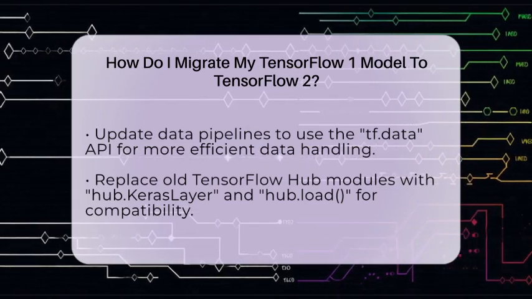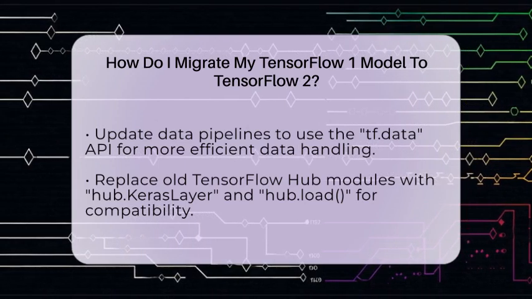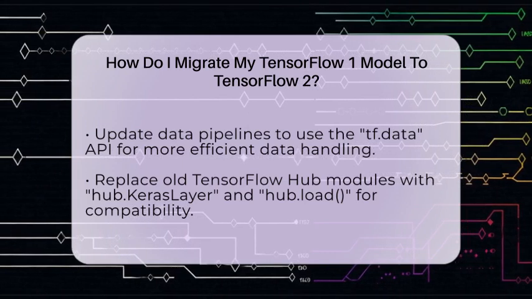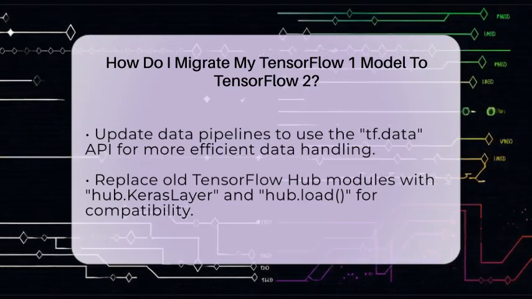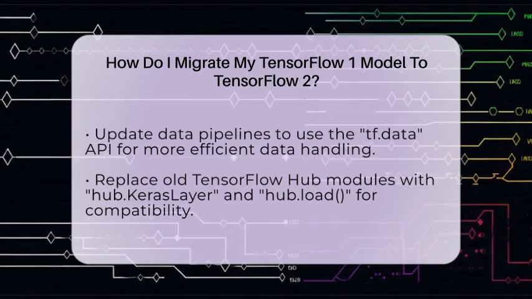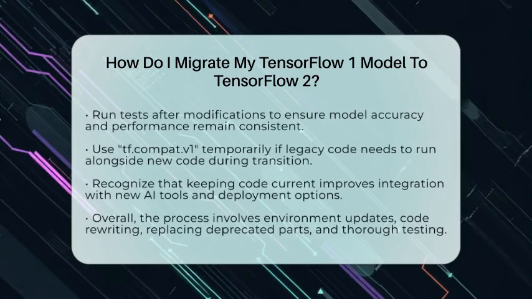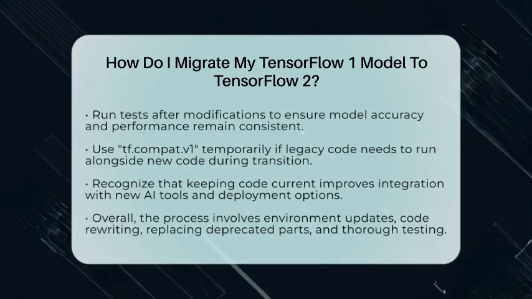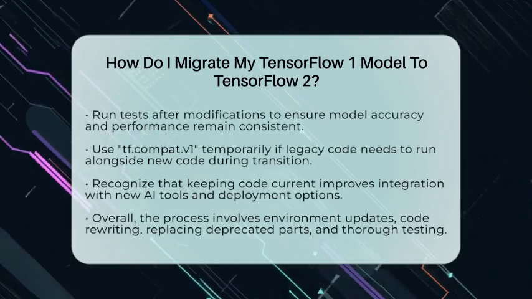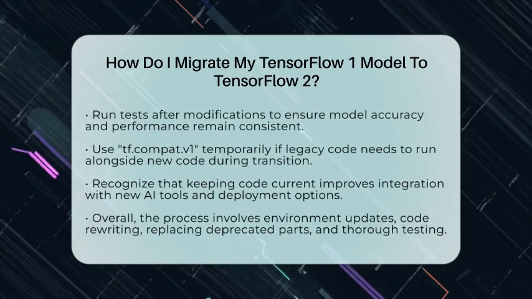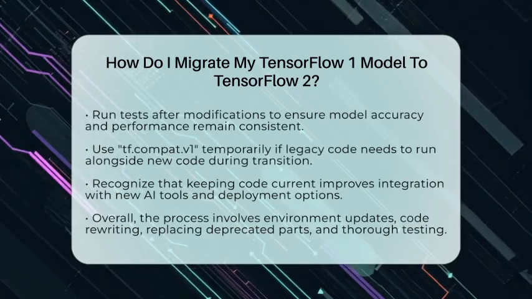Once you've made these changes, run tests to verify your model's accuracy and performance. Check that the outputs match your previous results and make adjustments if needed. If you want to keep some legacy code running during transition, you can use the tf.compat.v1 module. But it's best to gradually rewrite your code to be fully compatible with TensorFlow 2 for better support and future updates.